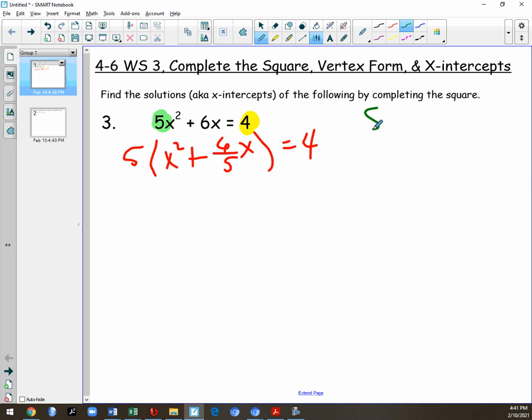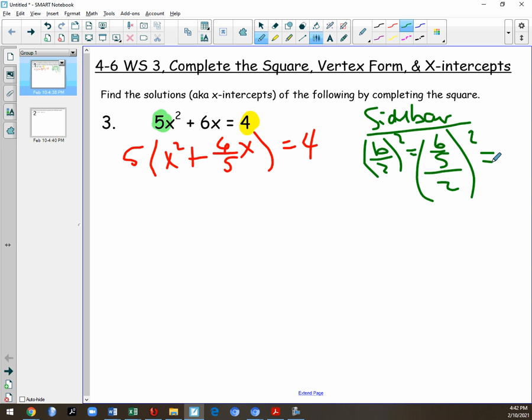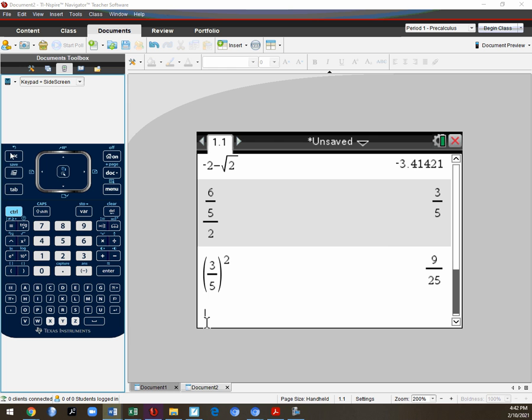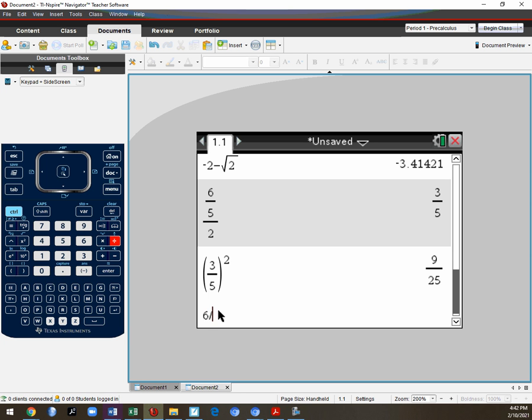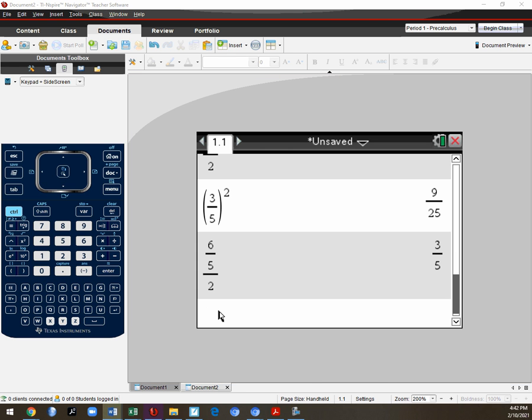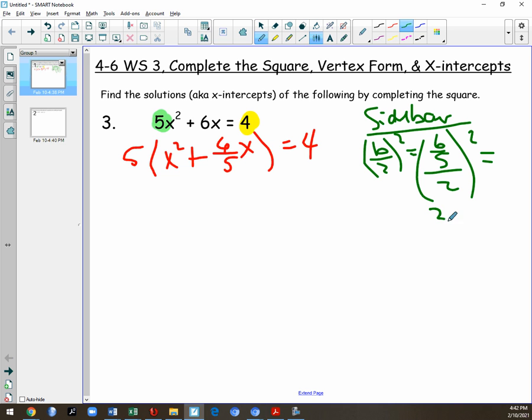Okay, then we're going to go ahead and do a sidebar. We're going to take our b value and divide it by 2. Our b value is 6/5. We're going to divide that by 2, and then we're going to square that. So you're going to pull up your calculator and type in 6 divided by 5 divided by 2. And that gives you 3/5. You're going to square that to give you 9/25.